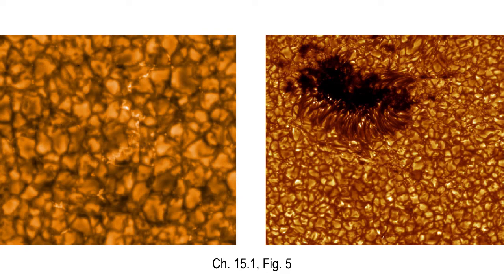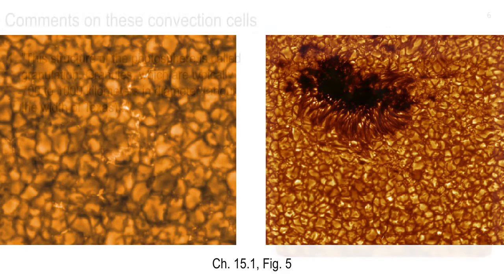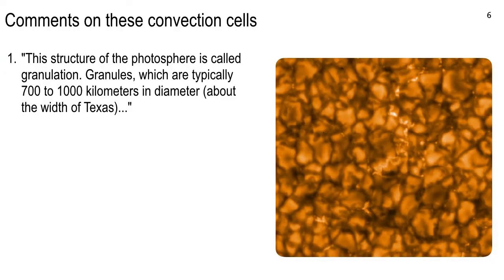And we can also judge the temperature by looking at the brightness or the color. We talked about this one last time. The structure of the photosphere is called granulation. The granules are typically 700 to 1,000 kilometers in diameter. So, in other words, the width of Texas. Now, for us, Texas is ginormous.